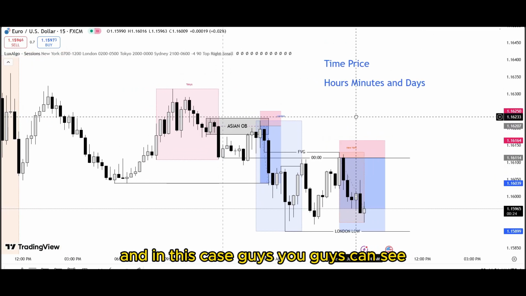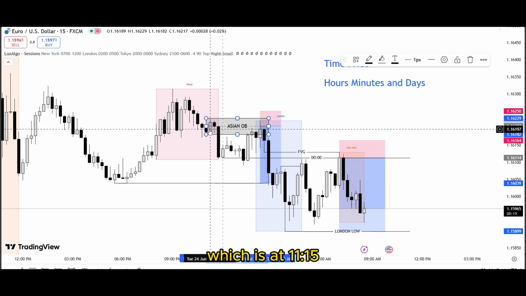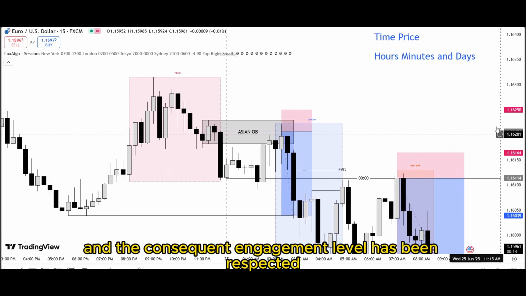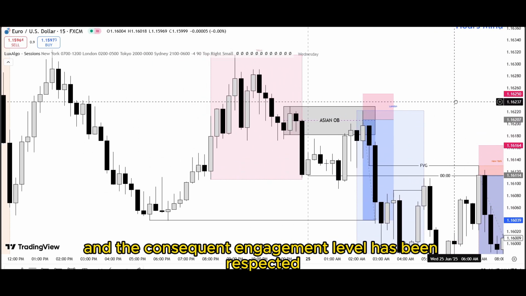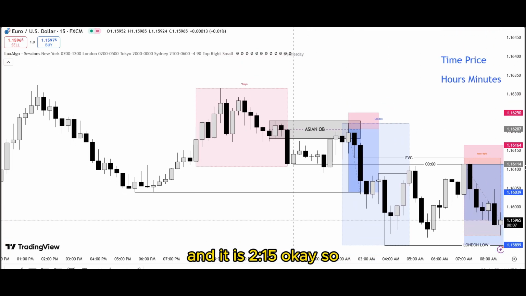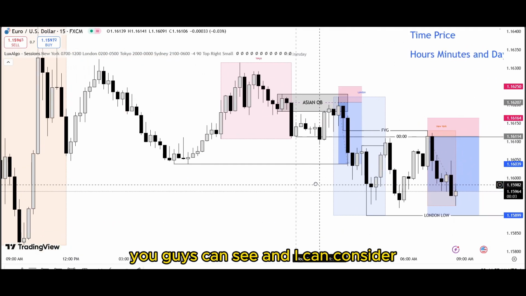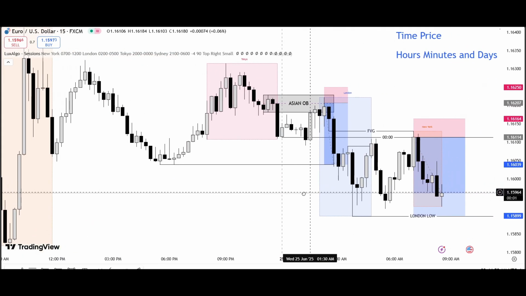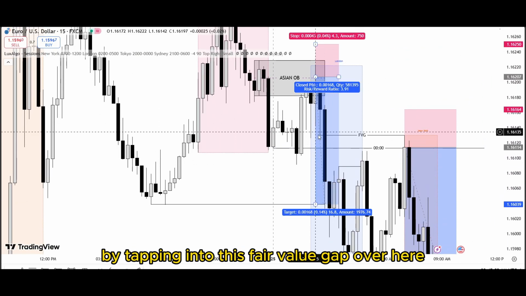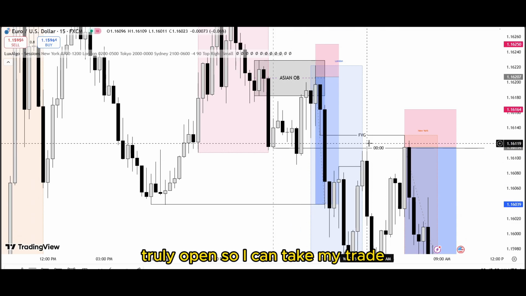And in this case guys, you can see we have the Asian order block over here. I can consider this as an order block, which is at 11:15, and price has successfully tapped into that zone, and the consequent encroachment level has been respected, and it is 2:15. Okay, and this liquidity over here has been taken out from this candle as well. I can consider this trade by tapping into this fair value gap over here and to this true day open, so I can take my trade.